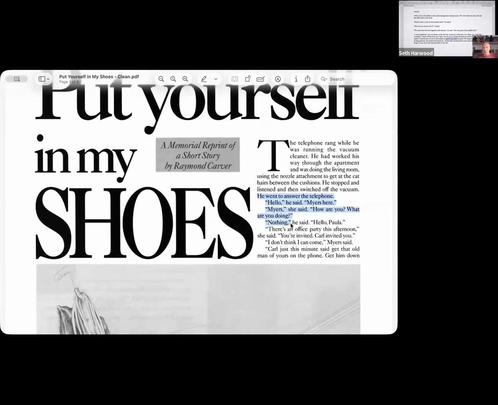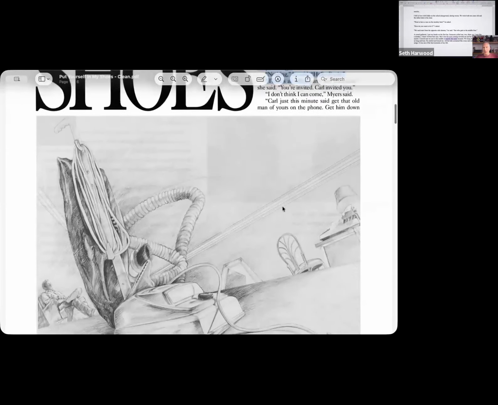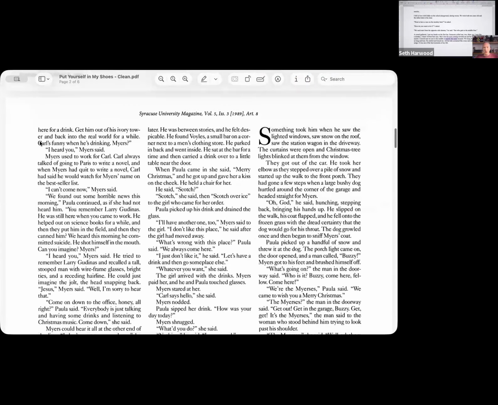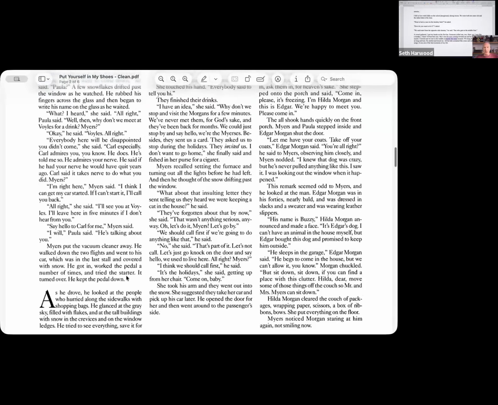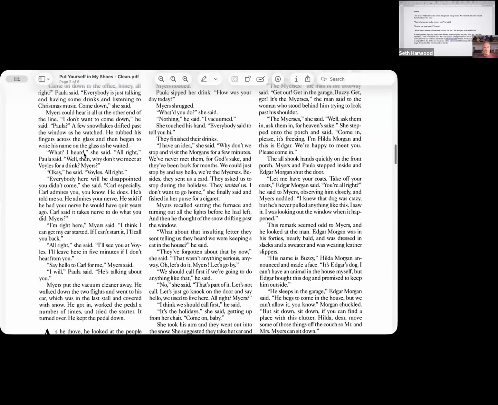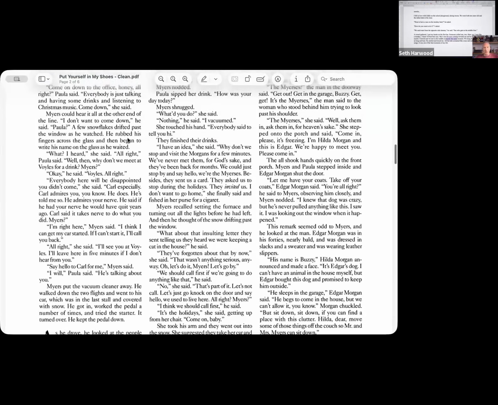So the dialogue starts here, and basically he stays in scene all the way through this conversation with his wife. We've got basically a few pages right off the bat of this story happening in scene. It's all dialogue. He's got a body going on here. We can see him. "He rubbed his fingers across the glass and then began to write his name on the glass as he waited." We've got scene stuff where we're seeing the character do actions and we're seeing the dialogue.